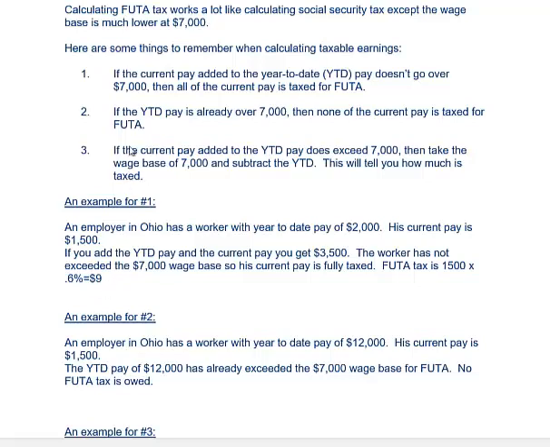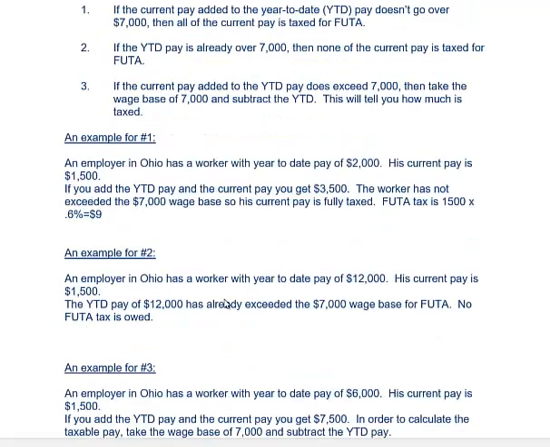Okay, let's look at the second point up here. If the year-to-date pay is already over $7,000, then none of the current pay is taxed for FUTA. That means that the worker has already exceeded the $7,000 wage base, so the employer no longer has to pay FUTA tax on that worker.